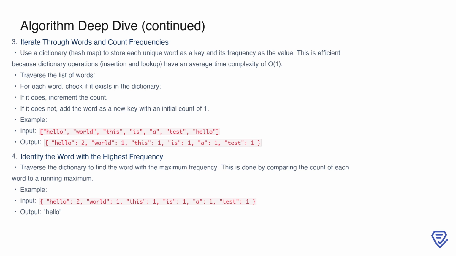With the frequency dictionary built, we then identify the word with the highest count. This involves traversing the dictionary and comparing each word's count to a running maximum. For instance, from the dictionary hello: 2, world: 1, this: 1, is: 1, a: 1, test: 1, the word hello would be identified as the most frequent word with a count of 2.